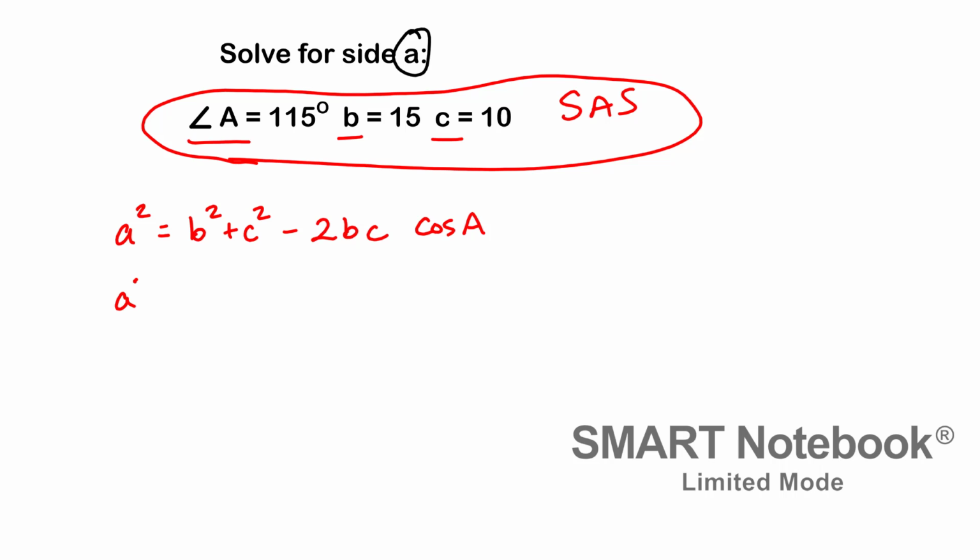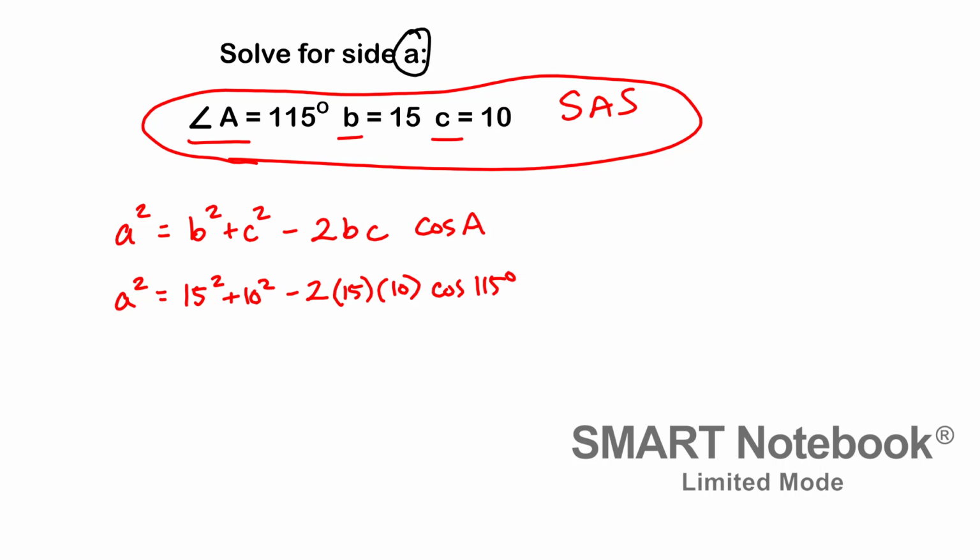Lowercase a is the thing that I don't know. B squared, I know that's 15. C squared, I know that that is 10. Negative 2 times 15 times 10, and then we have cosine of 115 degrees.